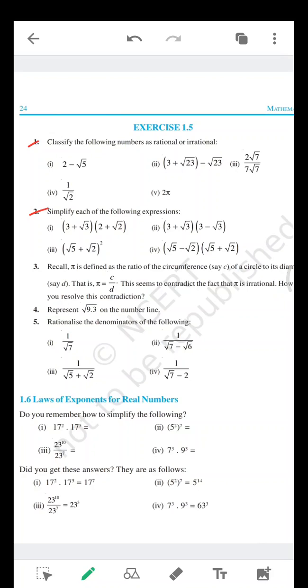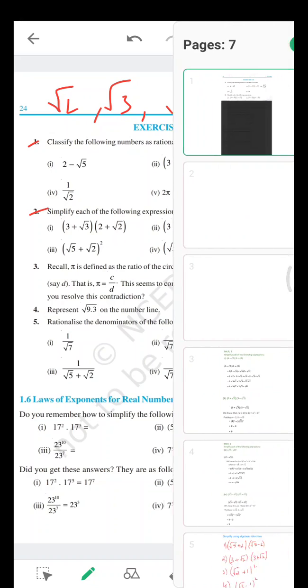All non-perfect square numbers like root 2, root 3, root 5, root 7, I told you these are all irrational numbers. So you'll find them here in question number 2 also. So let's see how to simplify each one of these by using algebraic identities. But before we go for question number 2, let's see some basic concepts.